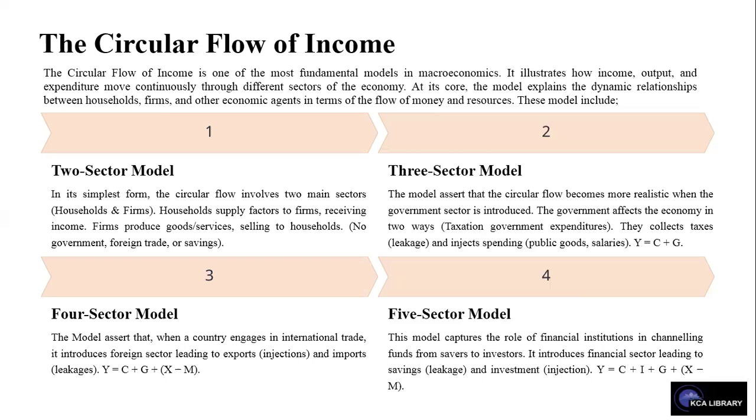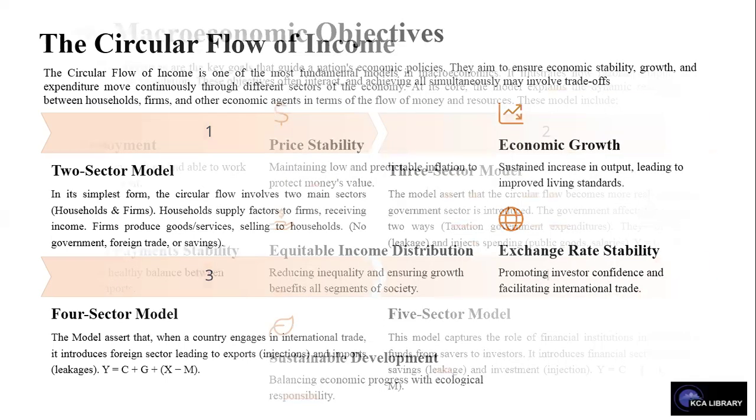We look into those concepts one after the other in the class. And the five-sector model, which is the last one, is a model that captures the role of financial institutions in channeling funds from savers to investors, and it introduces the financial sector, leading to savings, which is leakage, and then the investment, which is injection.